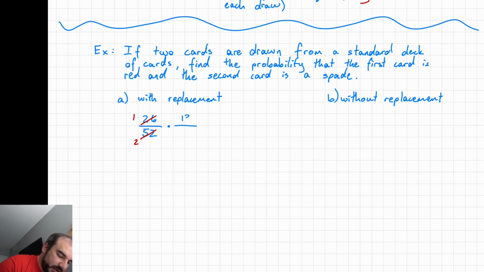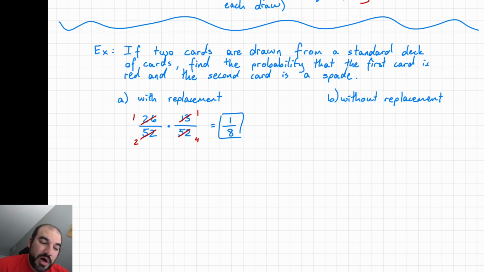Good, 13, because there are 13 spades out of 52 cards, because we put that first card back in, so there's still 52 cards. And this one reduces, like some of you are saying, this one divides by 13 on top and bottom, so we get 1/4. When we multiply those together, we get 1/8. Right, so that's the probability that we get a red card, and then the second card is a spade with replacement. Now, without replacement is going to be slightly different.